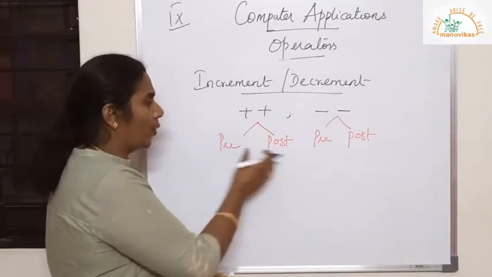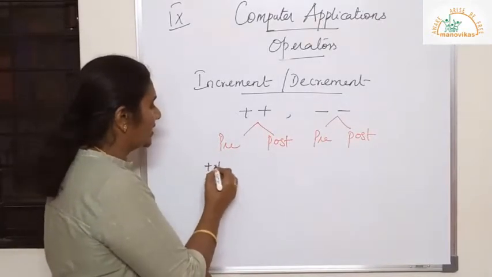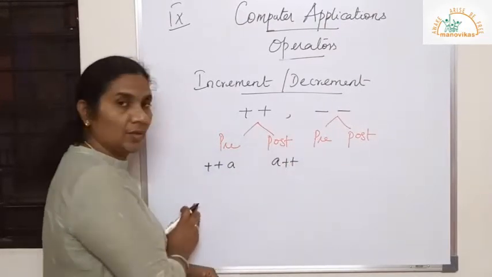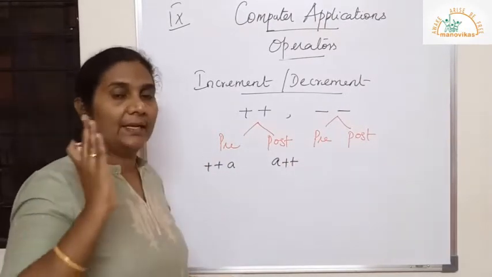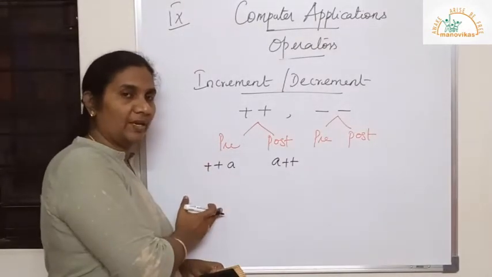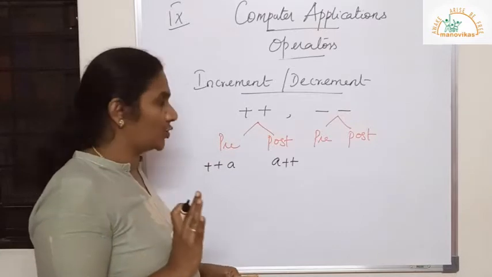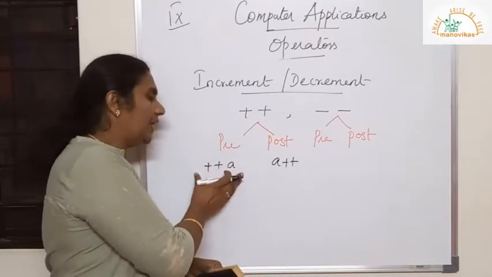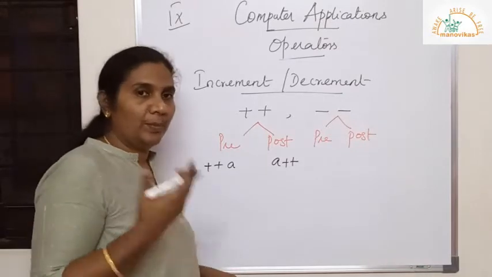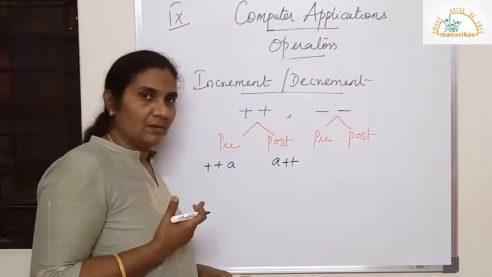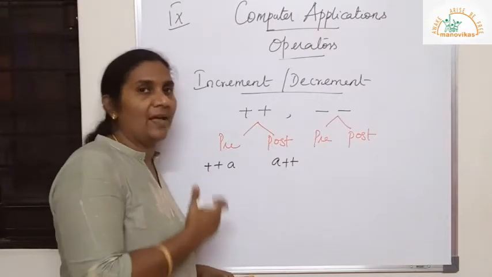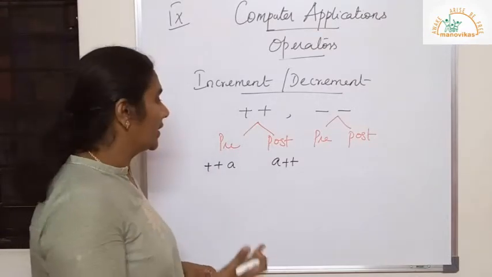Example of pre and post increment is ++a and a++. Both are for adding 1 to the existing value of this variable, and it stores in the same location. But what the pre-increment does is, pre-increment does the updation first. It increases the value and it updates the memory and then it processes it.